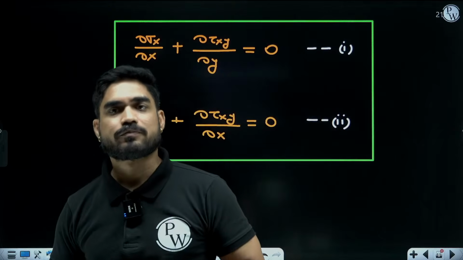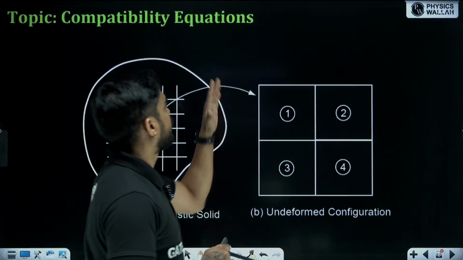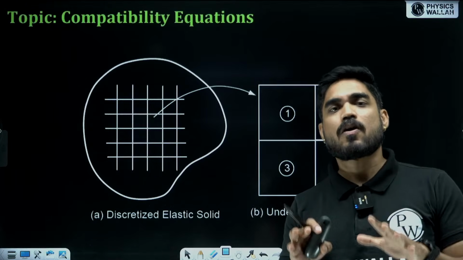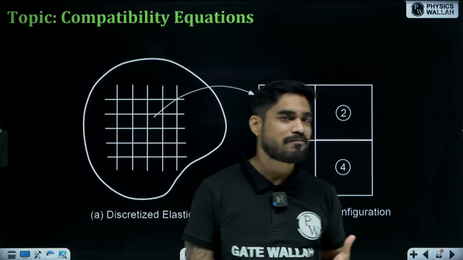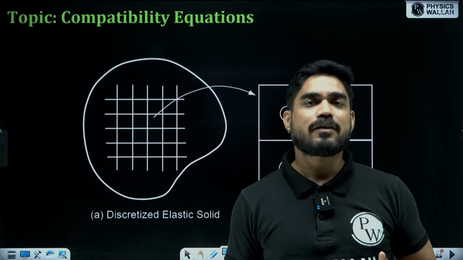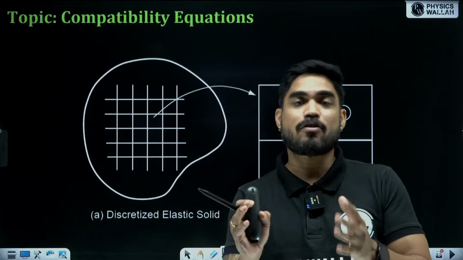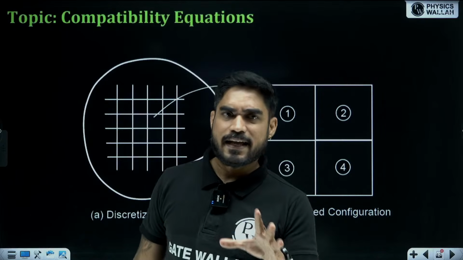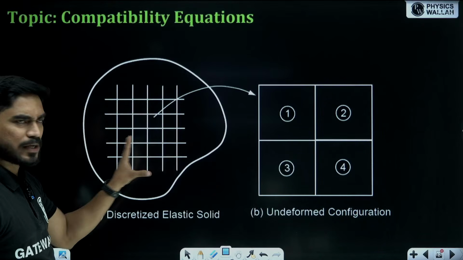Now, the next thing that you need to understand is compatibility equations. Let me explain the concept of compatibility equation. You might have studied compatibility equation somewhere, but till now a lot of you might not have understood the physical meaning of compatibility equation, right? So let me explain it to you. Let's say we have a deformable body, an elastic body.